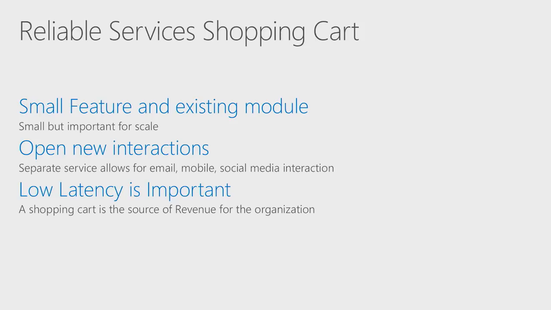And then low latency is incredibly important in this scenario. I mentioned that this is the key source of revenue for the organization, and so we want that shopping cart to load quickly. We don't want them to have to wait because they might go to another store. And so using the reliable services, we'll get that low latency kind of out of the box using the stateful middle tier. So we're going to dive in and take a look at what one of these demos looks like.